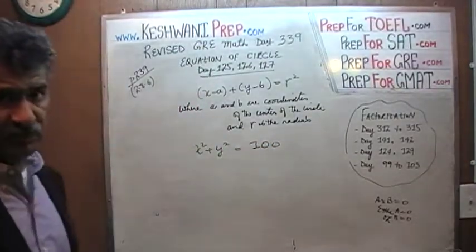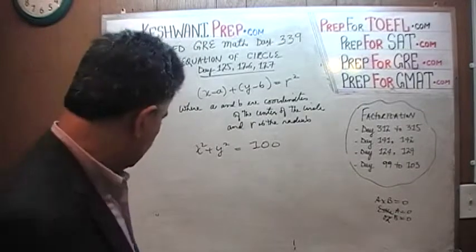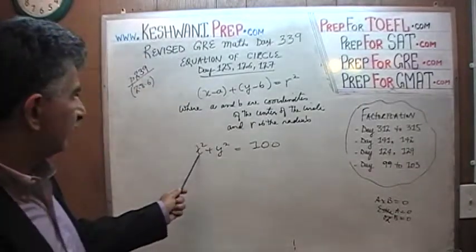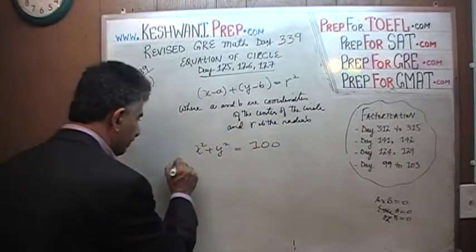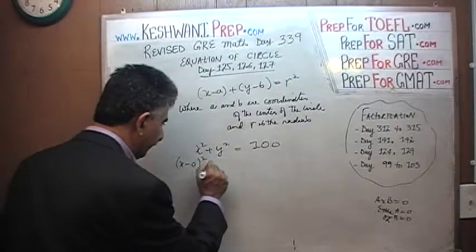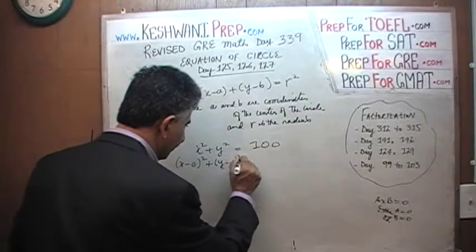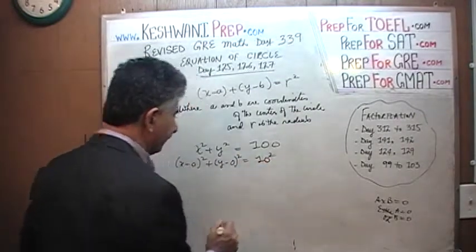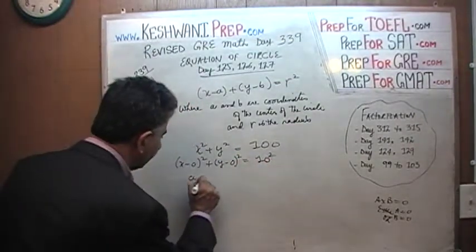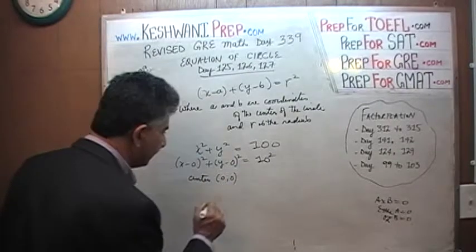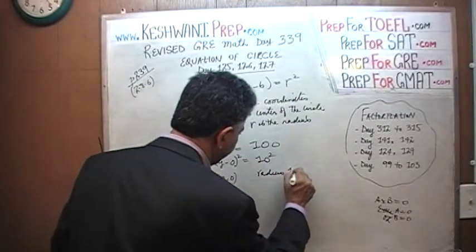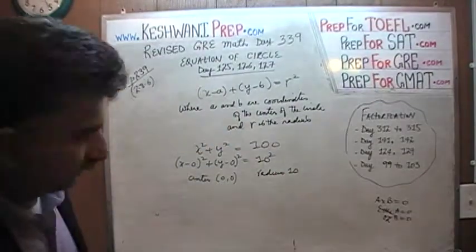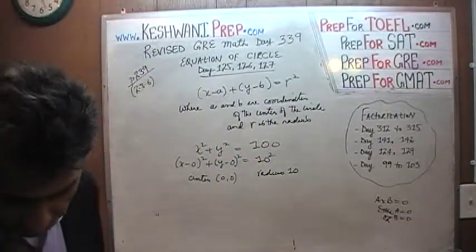So where is the center of this particular circle located? Well, it's very simple. The very fact that there is nothing with the x, there is nothing here, tells us that this is actually (x - 0)² + (y - 0)² = 10². Therefore, the center of this circle is at the origin (0, 0), and the radius, of course, is 10. That's the bigger circle. Then they give us one more circle, which goes something like this.